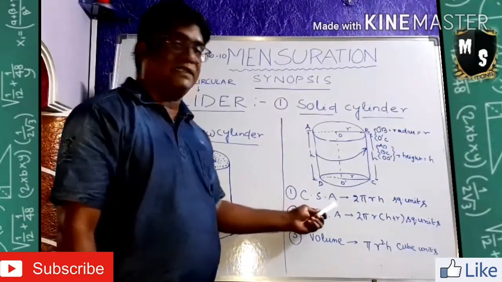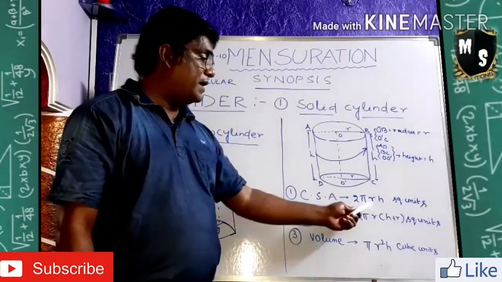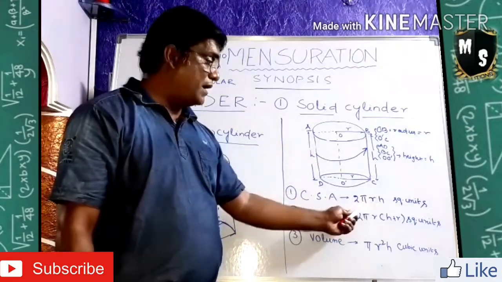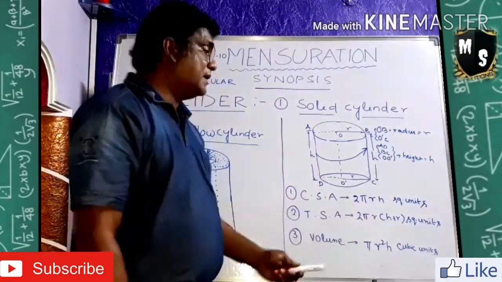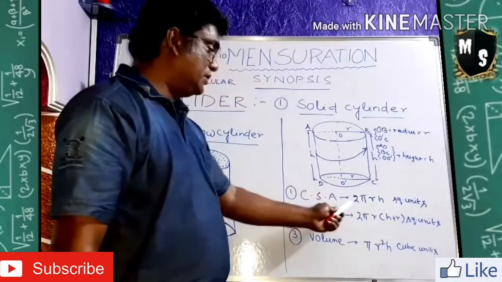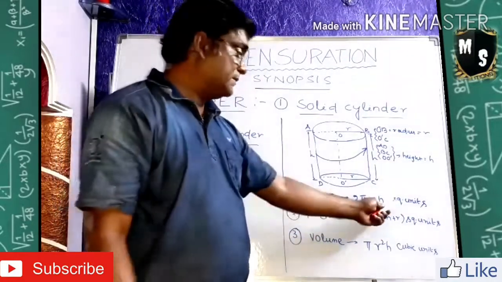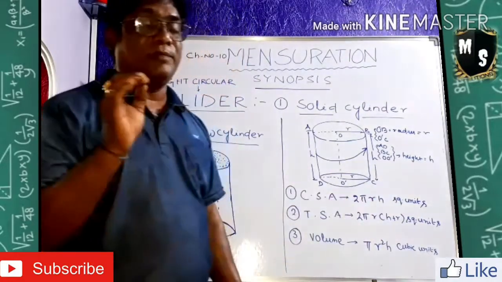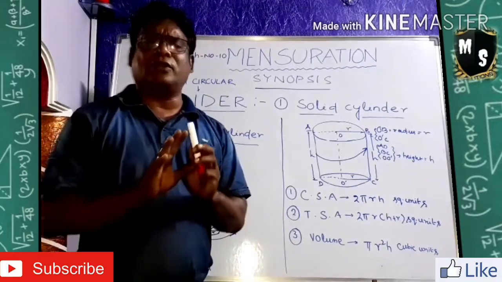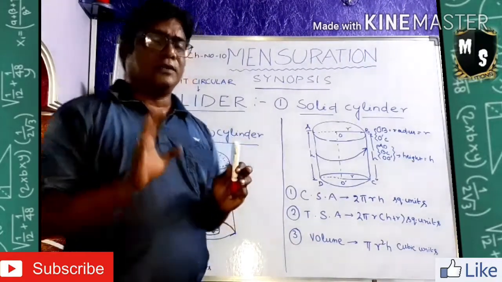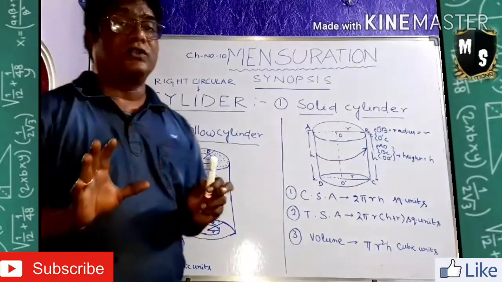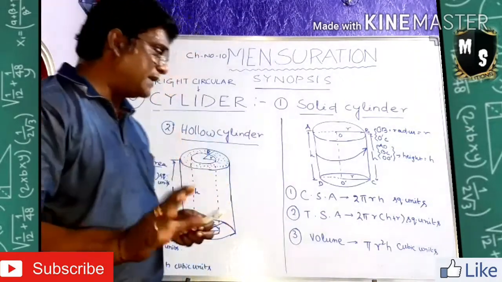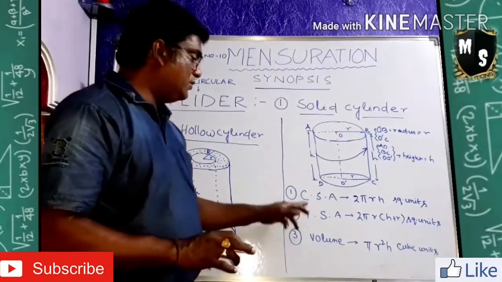The curved surface area of a cylinder is 2 pi r into h. That is in square units, because it is an area. So 2 pi rh. Please try to remember these formulas. Otherwise you cannot attempt the sums of these chapters. It is very, very important to learn the formulas well. Practice them nicely.